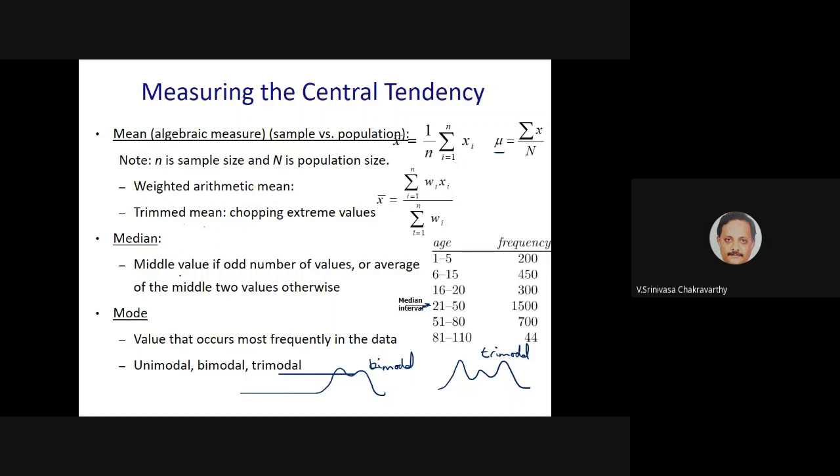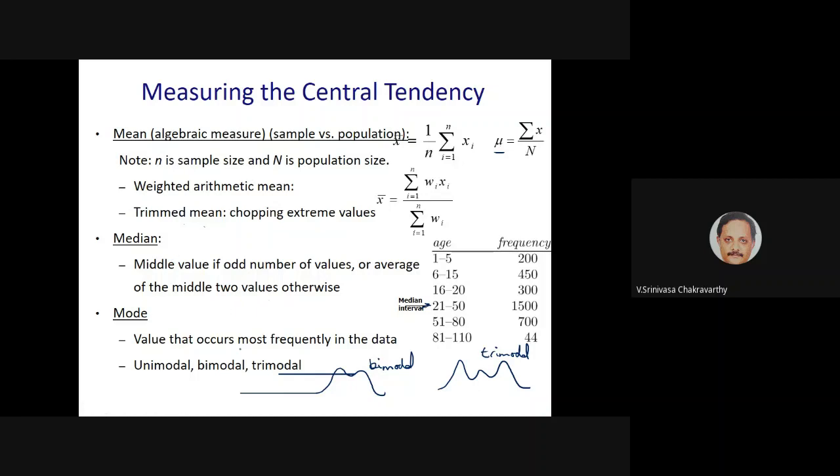Then you have the median, which is the middle value. We're looking at only scalars here, not vectors. If you sort all these numbers in ascending or descending order, and then cut this sorted set at the midpoint, so that in each set you have only n by 2 values, then the middle value, if there are an odd number of values, is the median. Otherwise, it's the average of the middle two values. That's called the median.